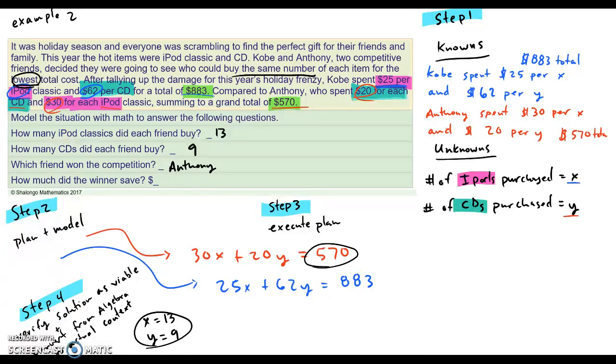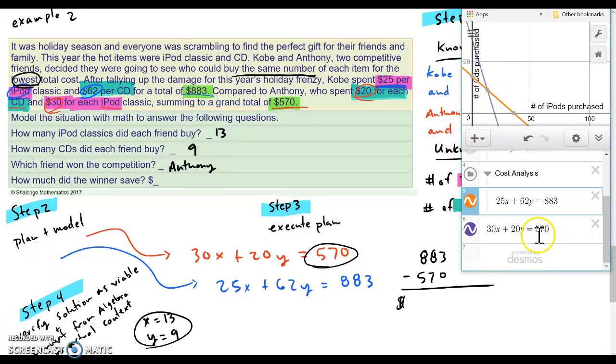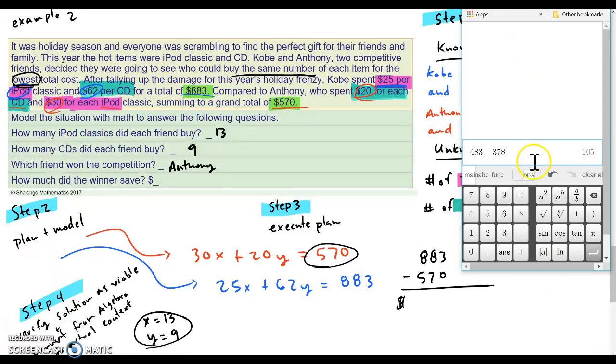How much did the winner save? So, easy to figure this out. How much money did he save compared to Kobe? Well, if we take Kobe's amount and we subtract Anthony's amount, it'll be the amount of money that Anthony saved, and essentially the amount of money that Kobe did not save. So we subtract these two numbers, what do we get? 883 minus 570 equals $313.